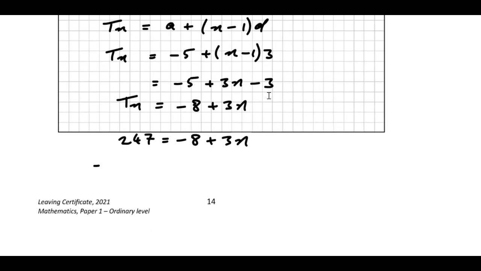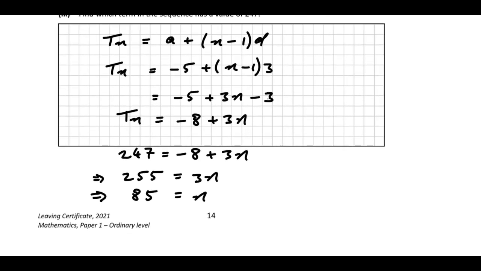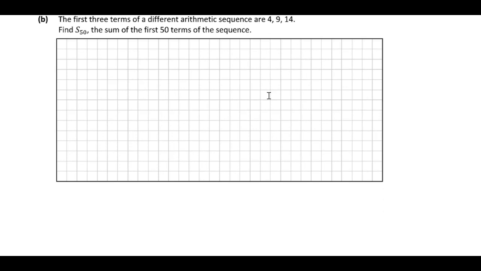So I'm going to add 8 to both sides. So that will give me 255 here. That's 3n. And then divide by 3. So let's see, 3 8's 24, 3 5's 15. So it's going to be 85. So that means our answer here, it says which term in the sequence has a value of 247, so it's going to be term 85.